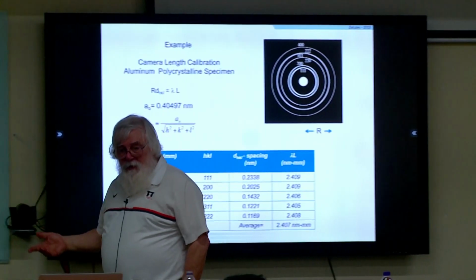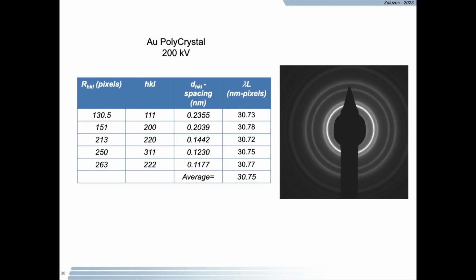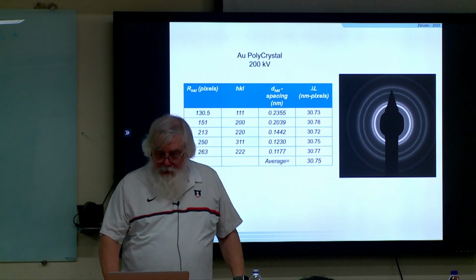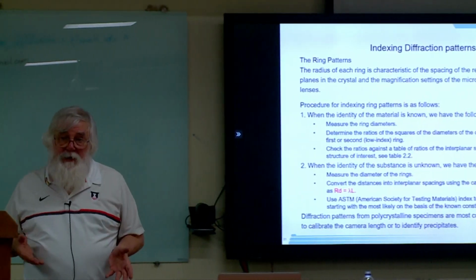Now I'm going to go to my unknown sample. I think that's the next one. Yes. So this is one. I happen to know it was gold, but that doesn't matter. I put it in under the same conditions. I have my camera constant that I measured before. I measure my R's. From the R's and my camera constant, I can calculate the spacing. Okay? So that's how you would do a simple analysis of diffraction for ring patterns.